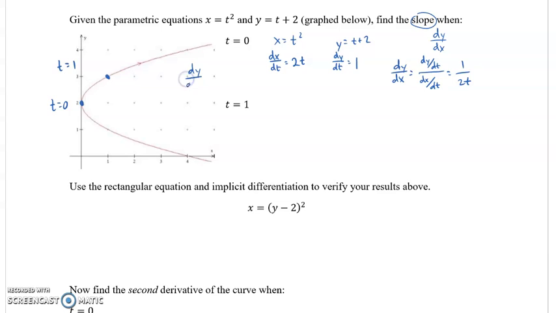dy/dx evaluated when t equals 0 is 1 over 2 times t, but t is 0. So 2 times 0, so that's undefined. There we go. Okay, so undefined, which is exactly what we expected at t equals 0. What about at t equals 1? You might not know what the slope is here off the top of your head, but we definitely know that it's positive. So we can do dy/dx evaluated at t equals 1, and we get 1 over 2 times 1 equals 1/2. All right, so I can accept that.